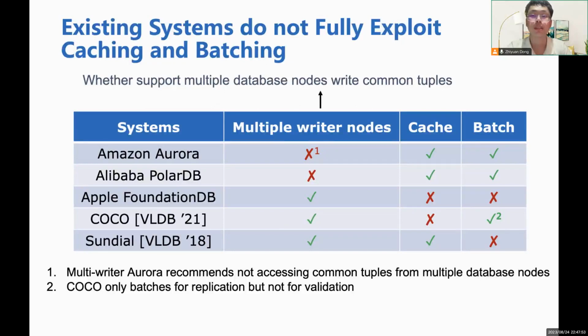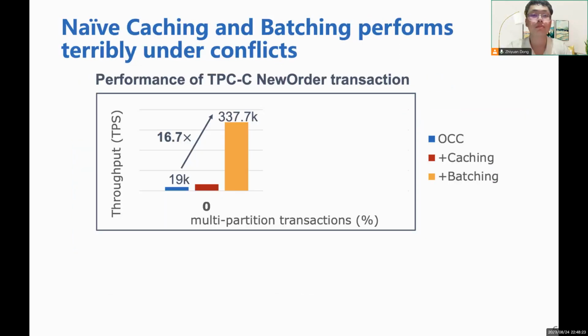However, upon examining the design of existing systems, we found that they do not fully exploit caching and batching. Although Amazon Aurora and Alibaba PolarDB apply both techniques, they are restricted to a single writer design, which means they do not support multiple database nodes writing to the same tuples, thereby limiting performance. Apple FoundationDB, Cocco, and Sundial adopted a multi-writer design, but do not utilize caching and batching simultaneously.